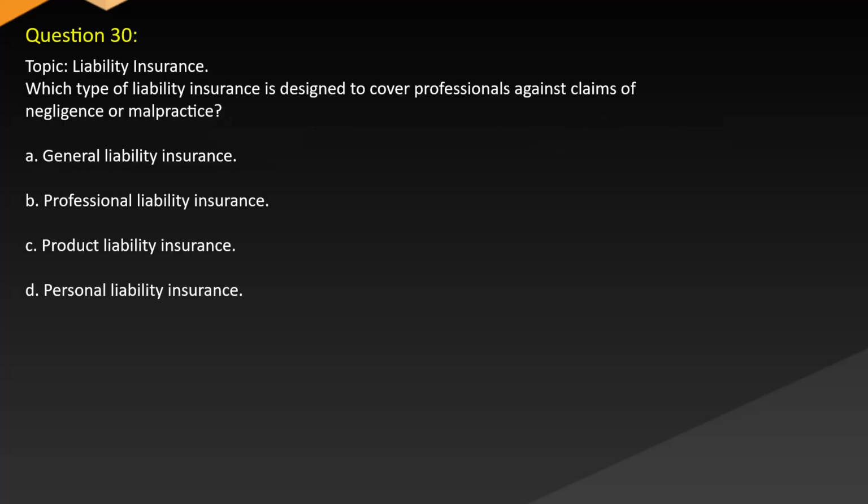Question 30. Topic: Liability insurance. Which type of liability insurance is designed to cover professionals against claims of negligence or malpractice? A. General liability insurance. B. Professional liability insurance. C. Product liability insurance. D. Personal liability insurance.